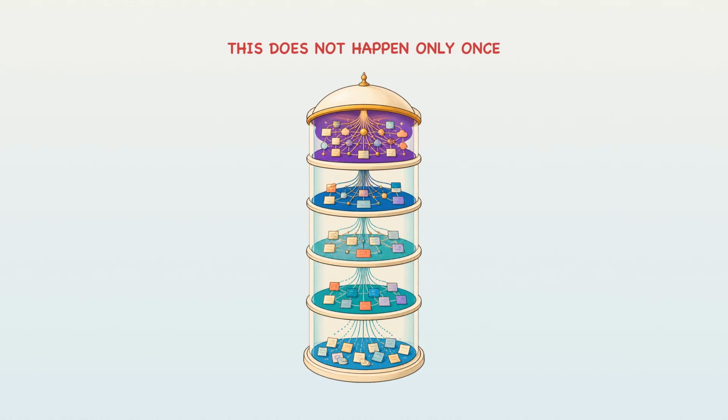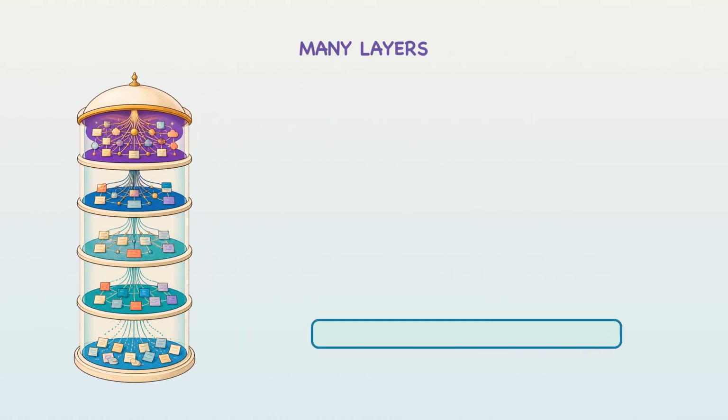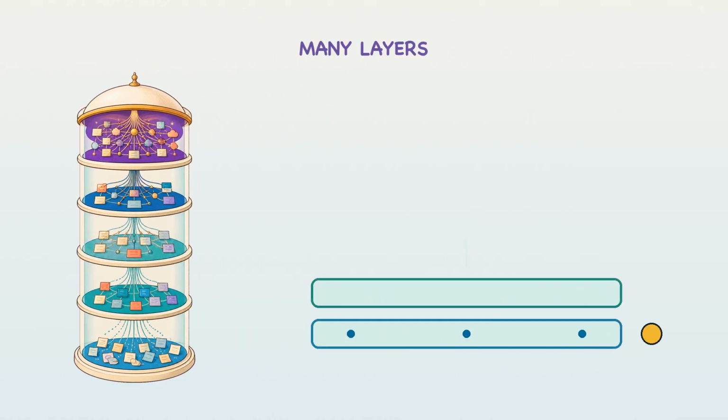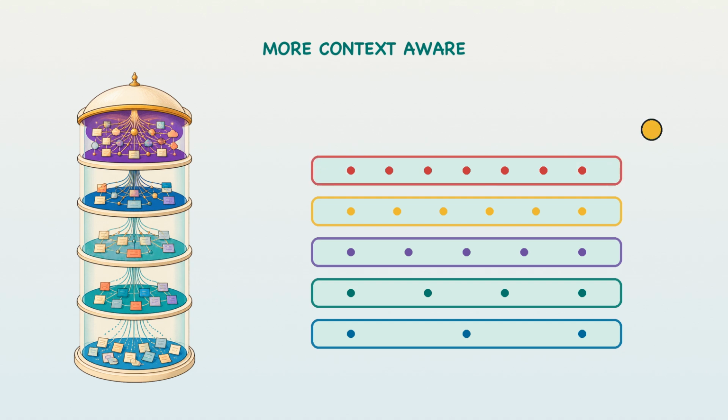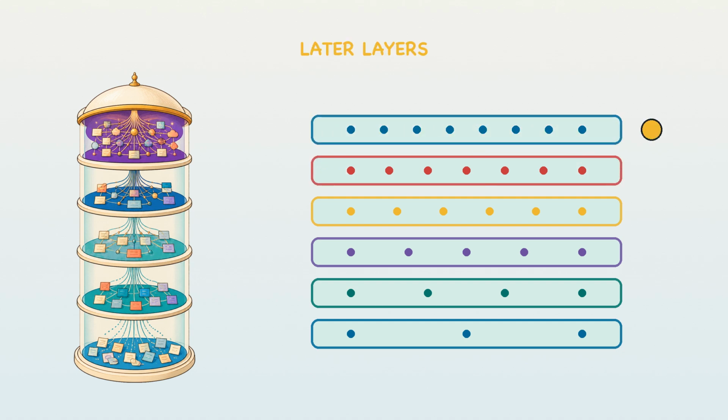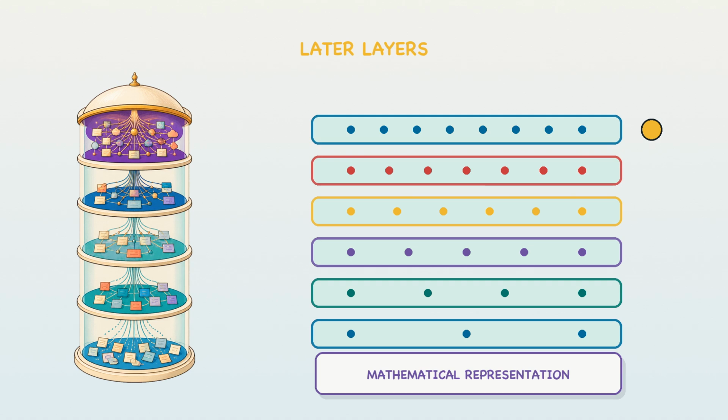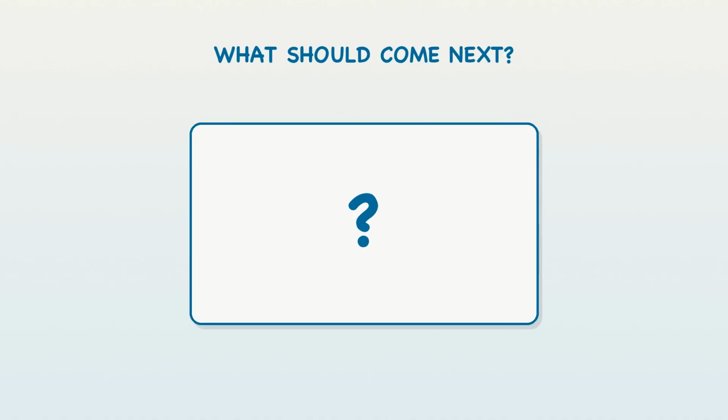And this does not happen only once. A large language model contains many layers. As information moves through those layers, the representation becomes more context-aware. By the time it reaches the later layers, the model has built a mathematical representation of what the sequence is asking for. Now we reach the part we actually care about.